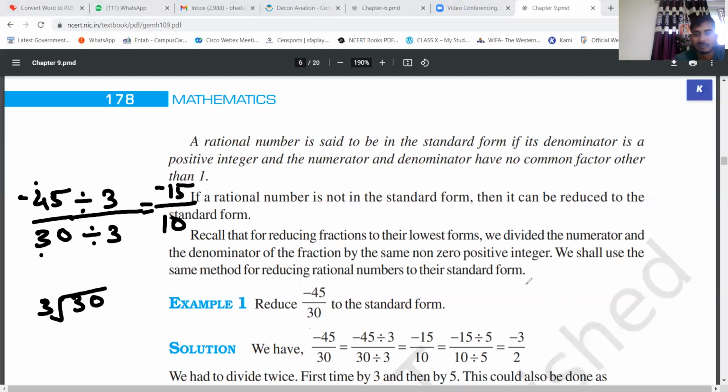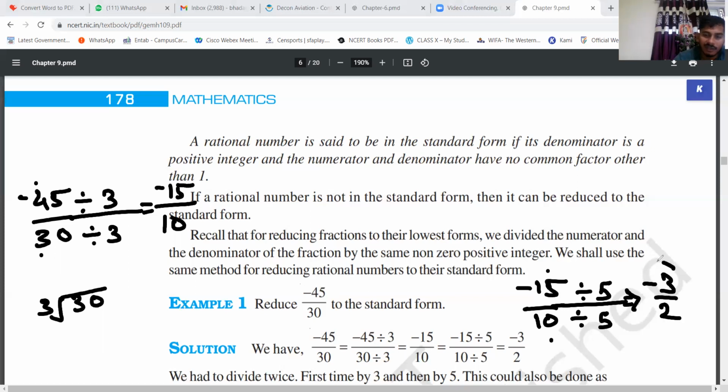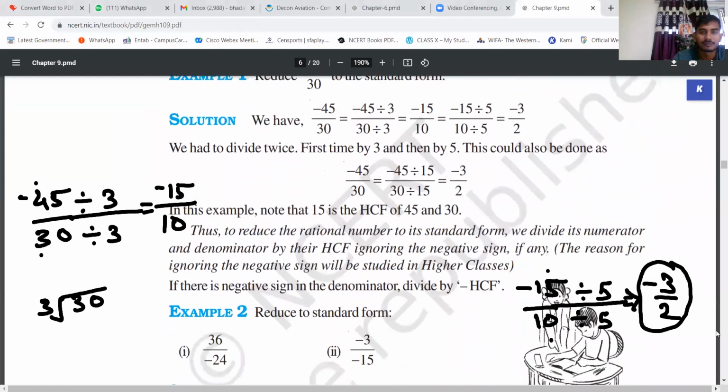Then again, minus 15 and 10. Can it be divisible? Yes, further on also we can divide. So I'm dividing it by 5 because 3 can divide 15, but 3 cannot divide 10. So it will be minus 3 upon 2. So now I got a number whose common factor is only 1, like 2 and 3 are co-prime. So this number is said to be a standard form number. Okay. I hope it is clear to you.